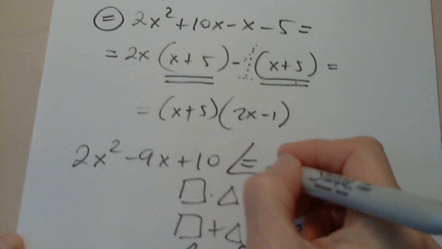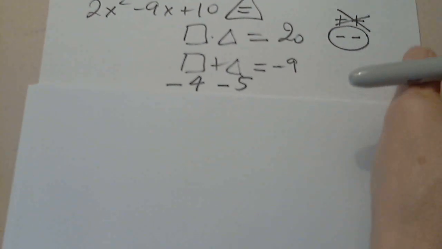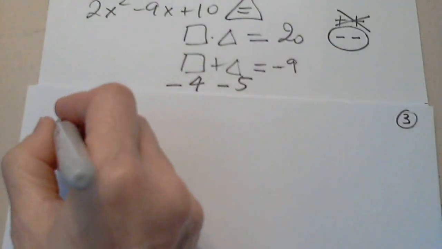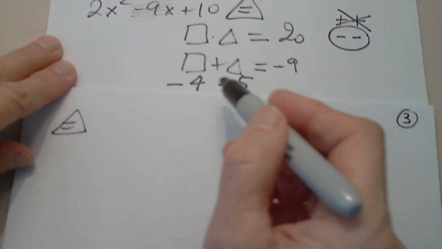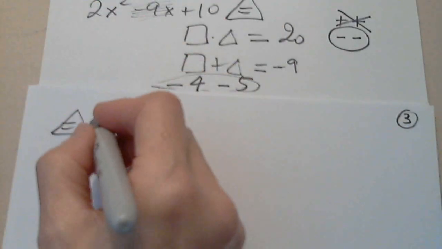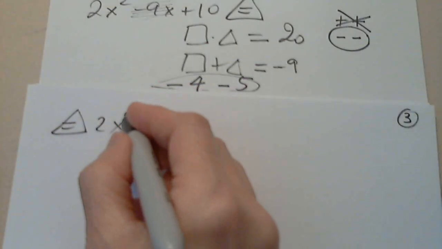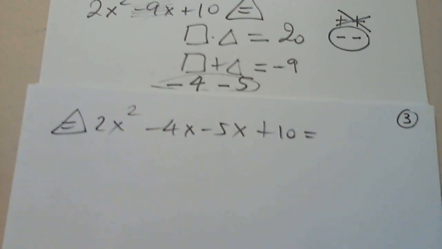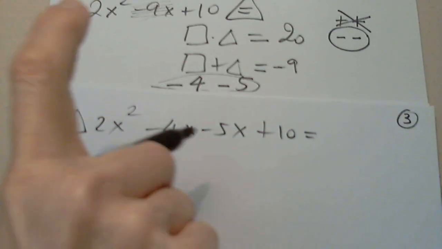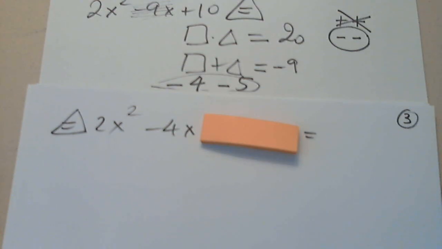So now I continue. I'm going to jump over all this, and I rewrite this using these. That was the whole purpose of finding -4 and -5. So -4x, -5x, and plus 10. I did not change the problem. I changed its outlook. I changed it from 3 terms to 4 terms specifically so I can factor by grouping.